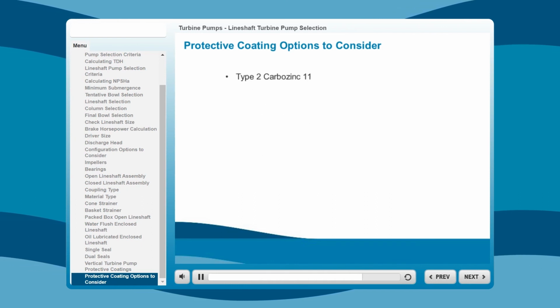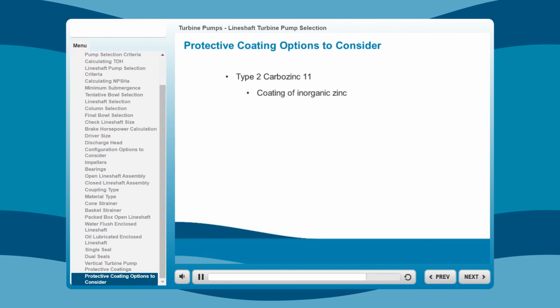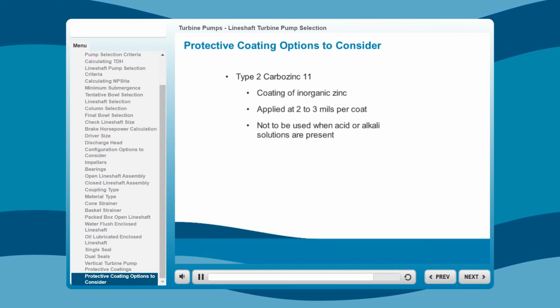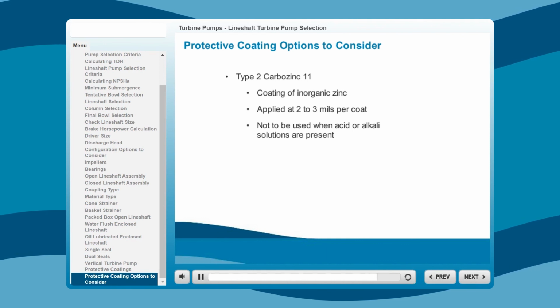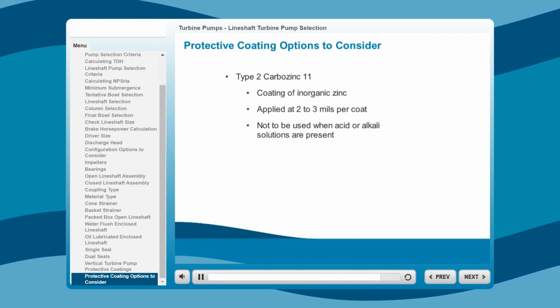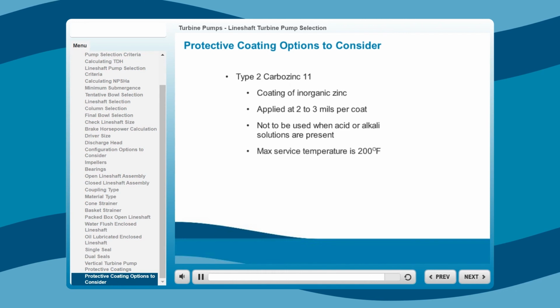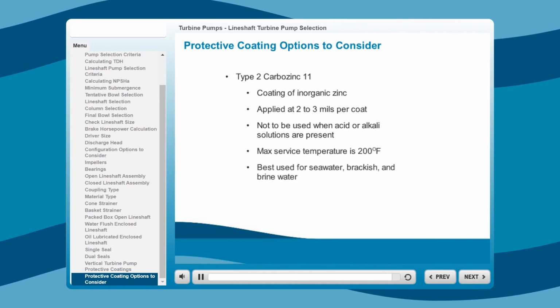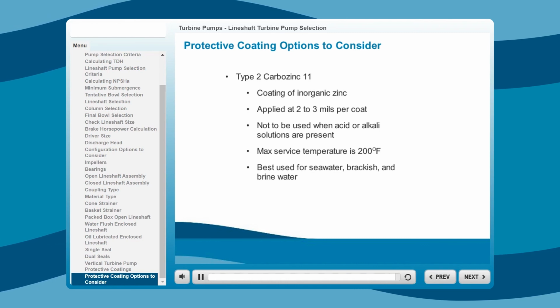Type 2 Carbozinc 11 is a coating of inorganic zinc applied at 2 to 3 mils per coat. This coating is not to be used when acid or alkali solutions are present, unless it has a suitable top coat. The maximum service temperature is 200 degrees Fahrenheit. This is best used for seawater, brackish, and brine water applications.